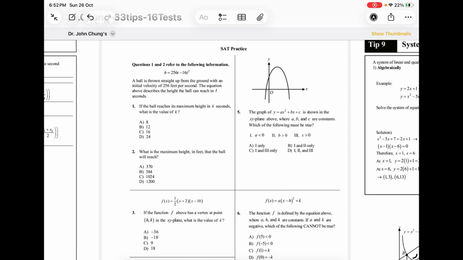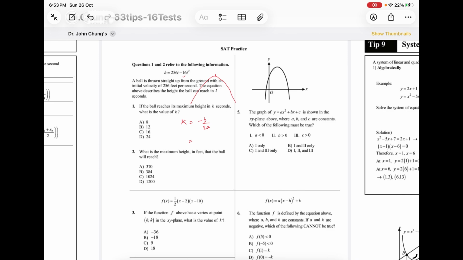First question is h is equal to 256t minus 16t square. If the ball reaches its maximum height in k seconds, what is the value of k? It means we need to find minus b by 2a. Here k is minus b over 2a because it reaches the maximum height. He's not asking about the maximum height. He's saying that since a is negative here, it means the parabola will go up like this because a is minus 16, right?